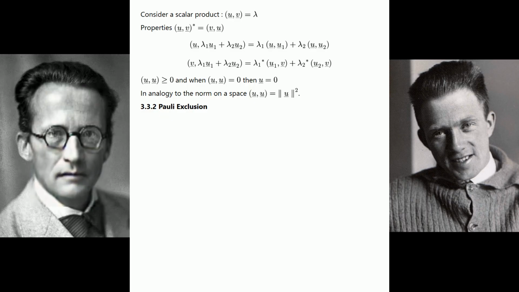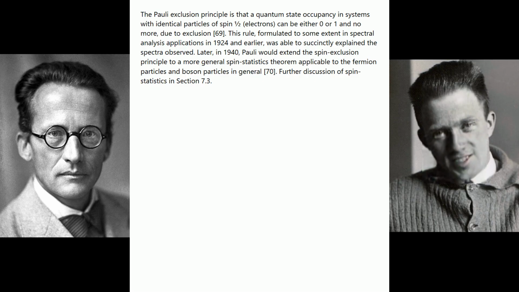3.3.2 Pauli Exclusion. The Pauli exclusion principle is that a quantum state occupancy in systems with identical particles of spin 1/2, electrons, can be either 0 or 1 and no more, due to exclusion. This rule, formulated to some extent in spectral analysis applications in 1924 and earlier, was able to succinctly explain the spectra observed. Later, in 1940, Pauli would extend the spin exclusion principle to a more general spin statistics theorem applicable to the fermion particles and boson particles in general. Further discussion of spin statistics in section 7.3.